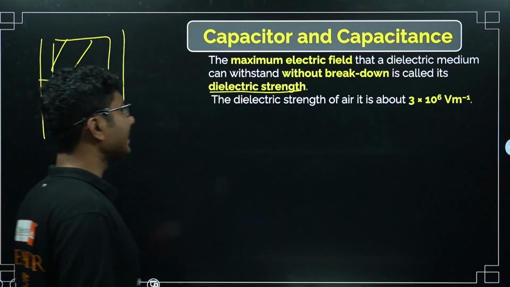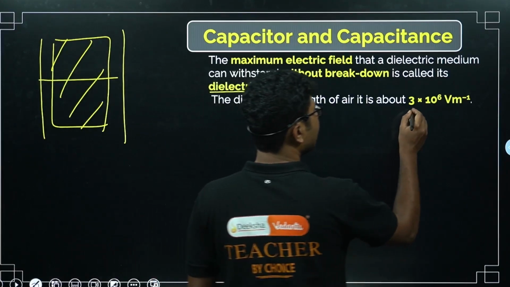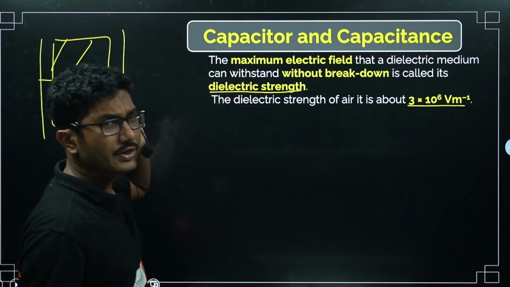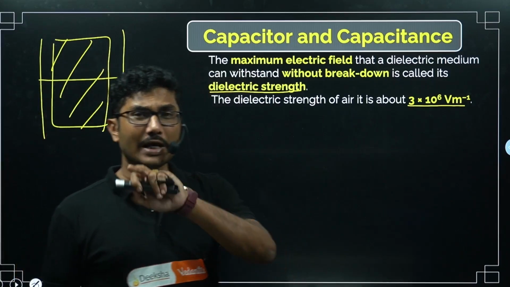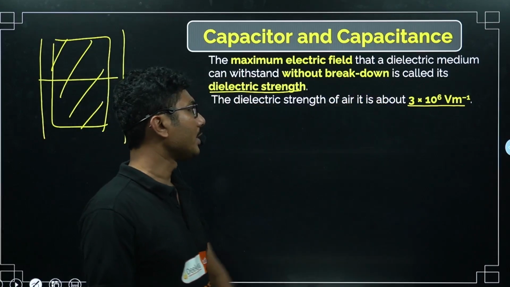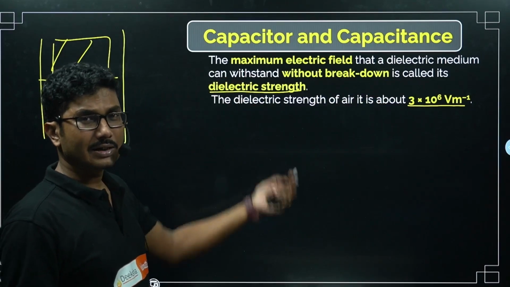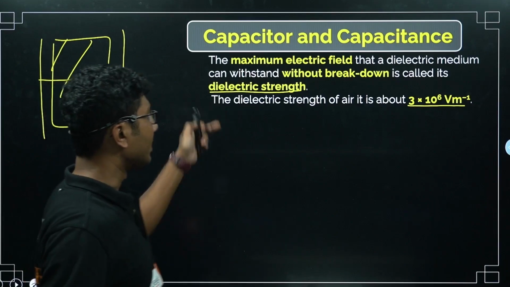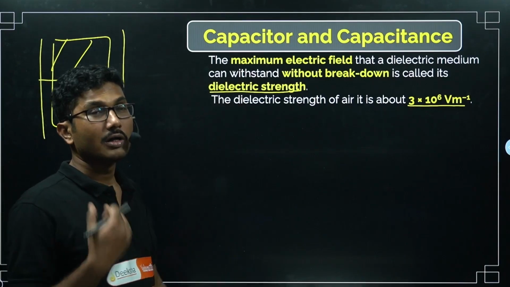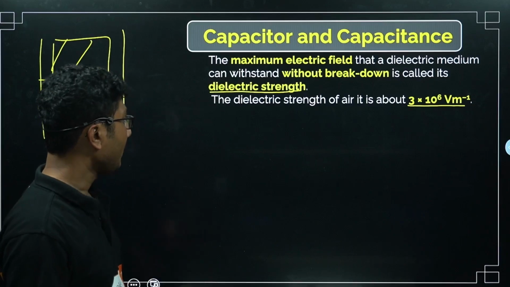The dielectric strength of air is about 3 times 10 to the power 6 volt per meter. Don't worry about the exact value. If they give you a question, they will provide this value. But they might give you a problem and ask whether it will break or not. That type of question may come.